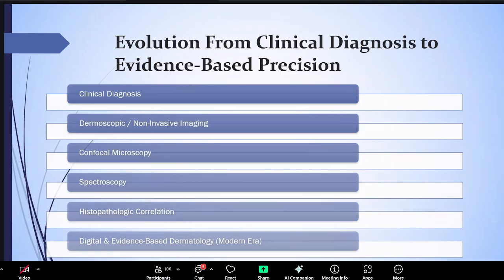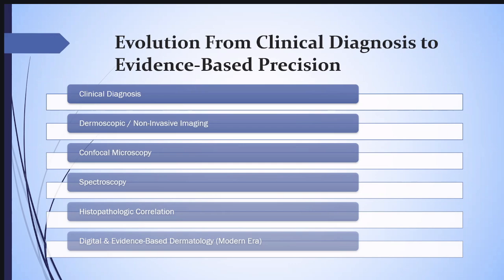So, evolution from clinical diagnosis to evidence based precision. For us dermatologists, we always joke, if you're not able to diagnose at the first shot in a few seconds, then you really don't know the diagnosis and you've got to work on it. Apart from clinical examination, we then started having dermoscopy, which is a non invasive imaging, a very small clinical equipment that we have. And then came the confocal microscopy, then the Raman spectroscopy, then the histopathological correlation, which, as I told you, means taking a skin biopsy, and now it is going to evolve into digital and evidence based dermatology.